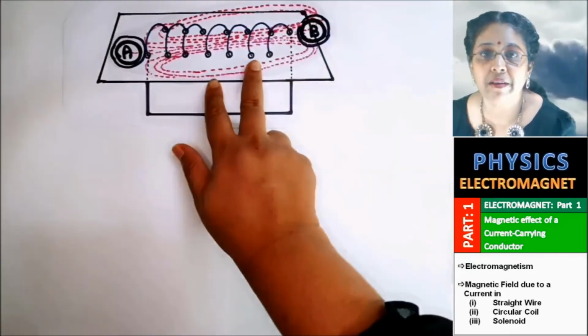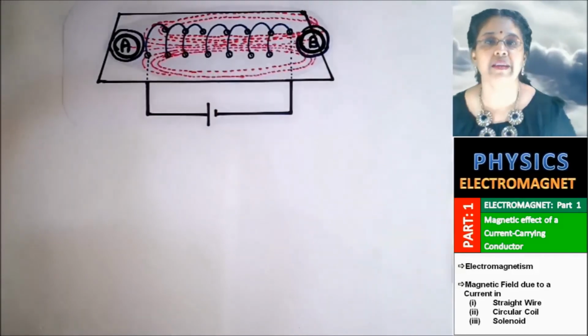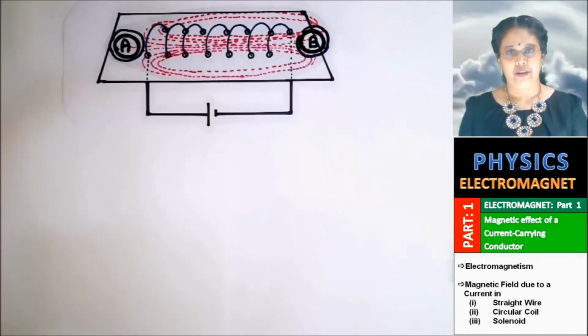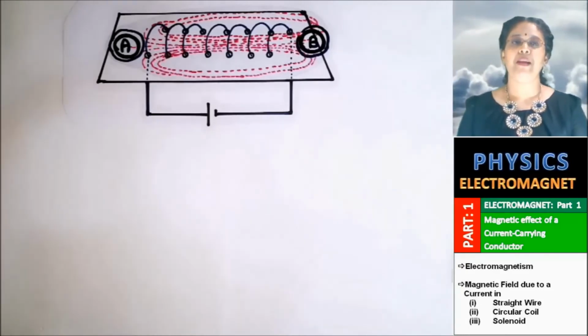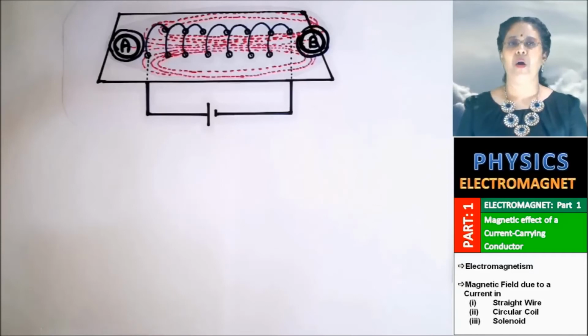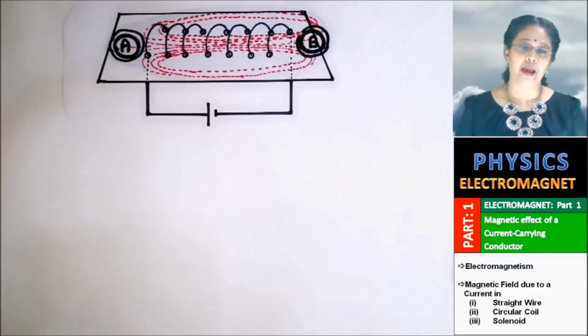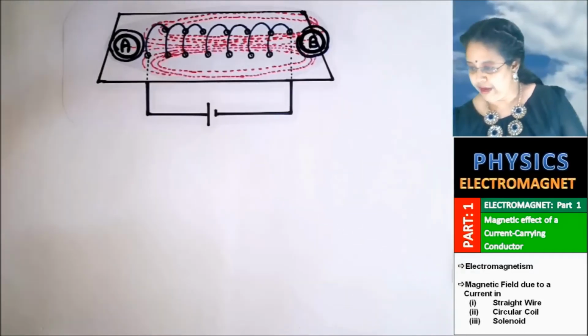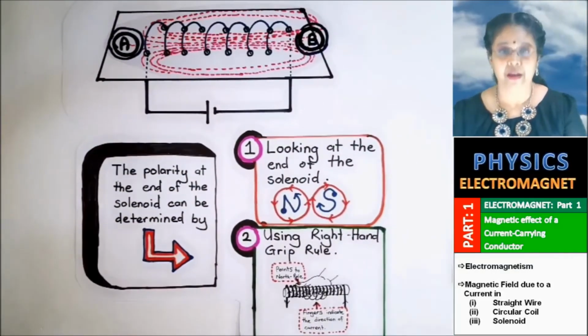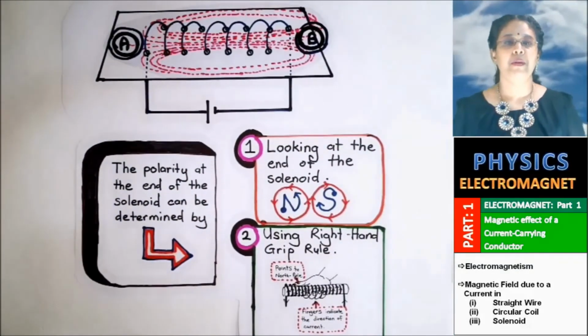Here is the magnetic field that is created from the solenoid. Now, at the end of the solenoid, two opposing magnetic poles are formed. But how are we to determine the polarity? Right? So here's a simple note for us to understand how to determine the polarity.